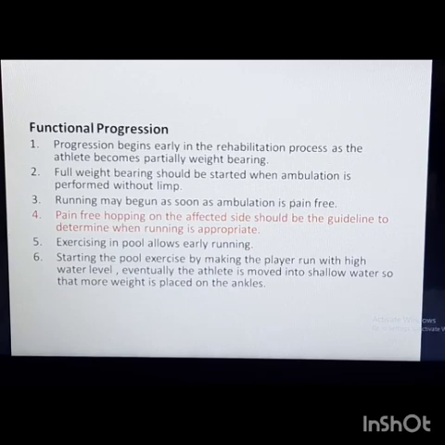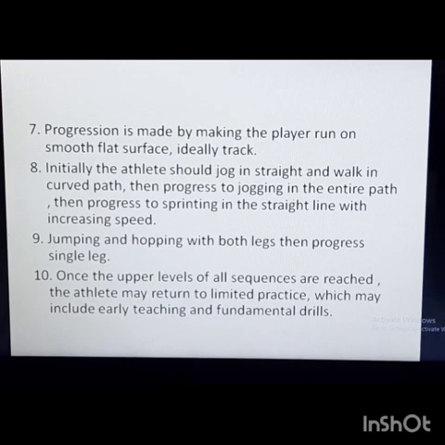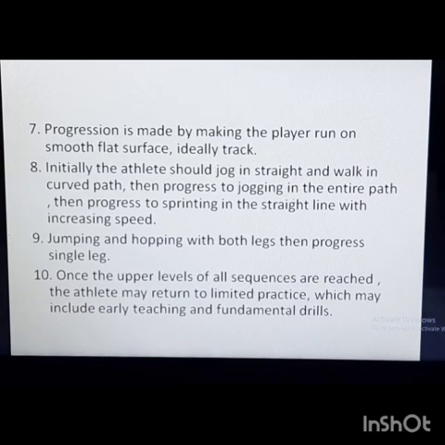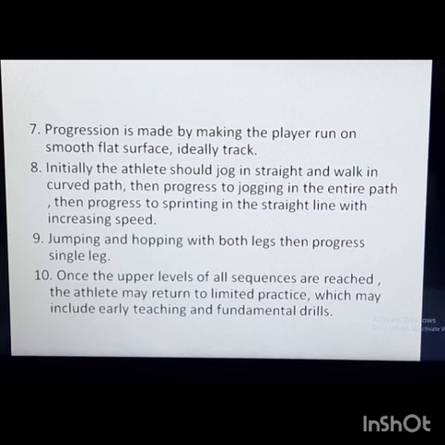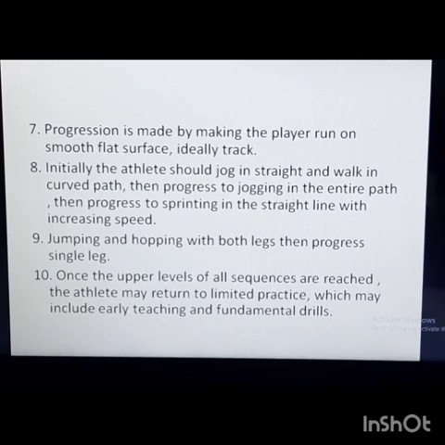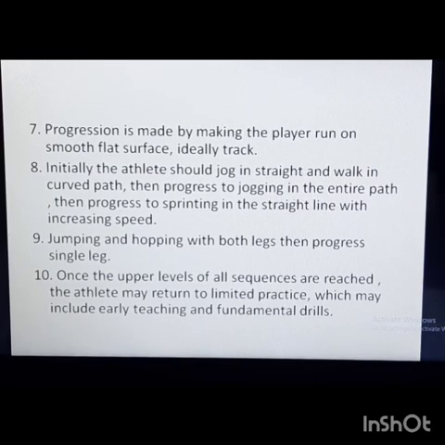So this is how you progress, and progression is made by moving the player from the pool to the track, a flat surface, ideally a track. Initially start the player jogging in a straight line and walking in a curved path, progress from jogging in the entire path, then progress to sprinting in a straight line with increasing speed, jumping, hopping on both legs, and then progress to single leg. Once the upper level of all sequences is reached, the athlete may return to limited practice, which may include early teaching and fundamental drills.